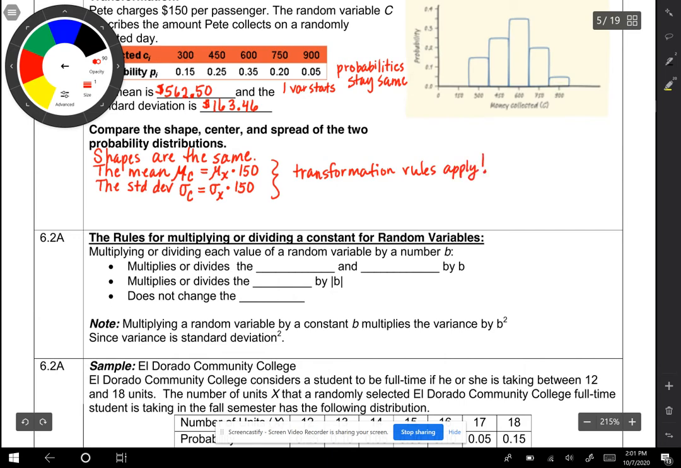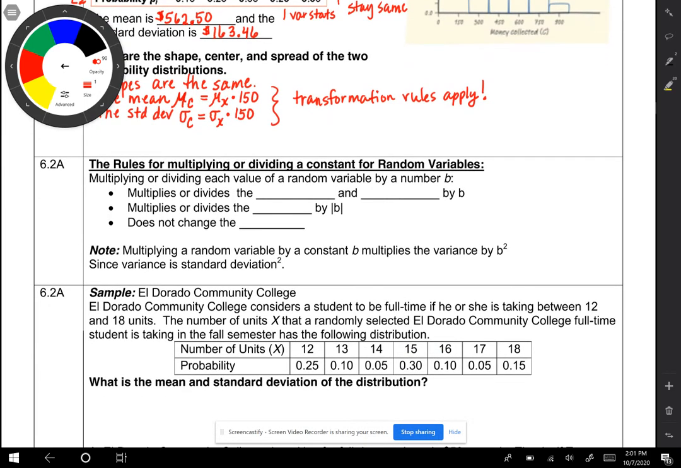So there's where the multiplication comes in. Now the rules for multiplying or dividing a constant for random variables. Multiplying or dividing each value of a random variable by a number b multiplies or divides the location, so the individual values and the center, by b. So it does scale it by b. It multiplies or divides the spread by the absolute value of b. And I put absolute value because distance is not negative, and so therefore the absolute value of b. It does not change the shape.